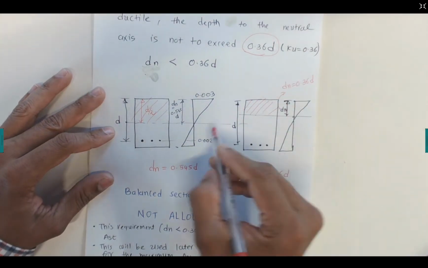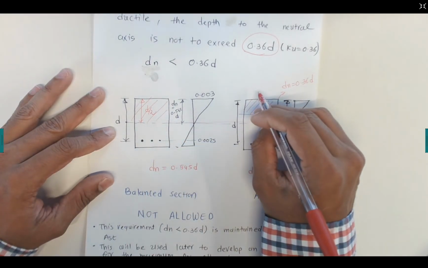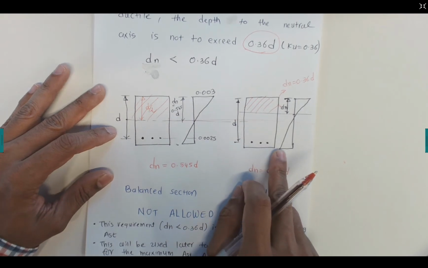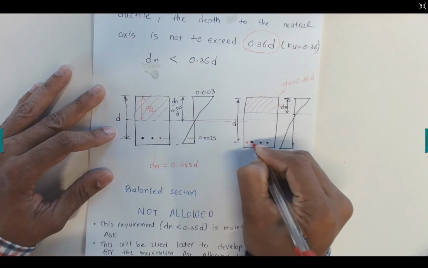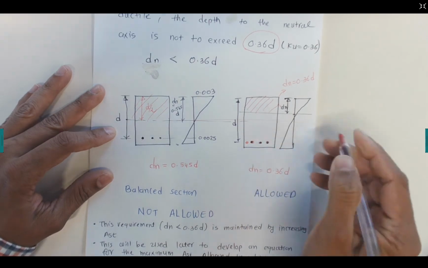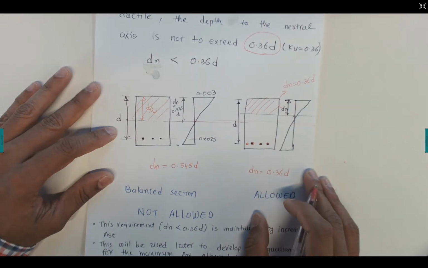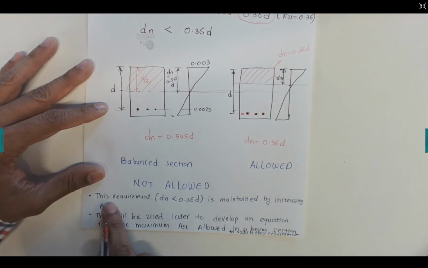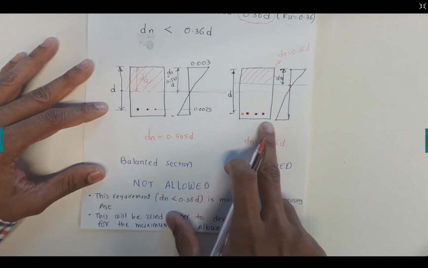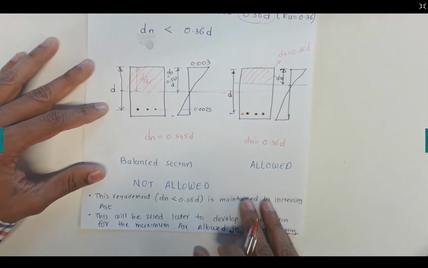How do we shift it? You can see the neutral axis is here in the balanced section. We need to shift this neutral axis above by increasing the amount of reinforcement. For example, here we have 3 reinforcement bars, we can make it 4 reinforcement bars, and so on. That will push this neutral axis above, and that will increase the Ast. So this requirement is maintained by increasing the reinforcement. As I mentioned, since we put more reinforcement here, that will shift the neutral axis above. That will satisfy the conditions.